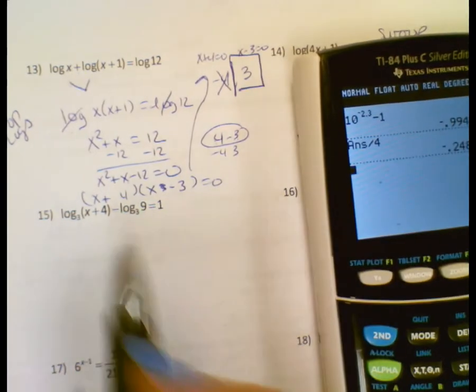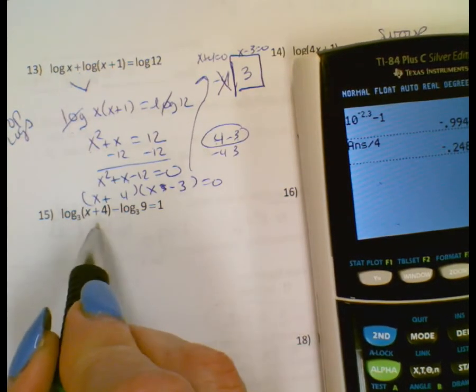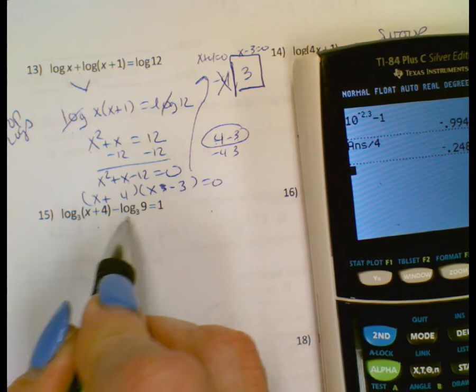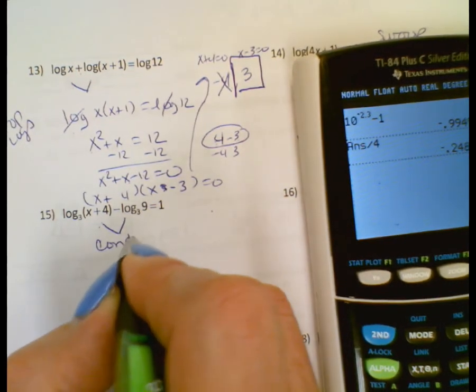15. We have two logs, but they're on the same side, so you can't drop them. You only can drop them if one's on the left side and one's on the right side. These are both on the same side. Whenever they're both on the same side, you want to condense into one.